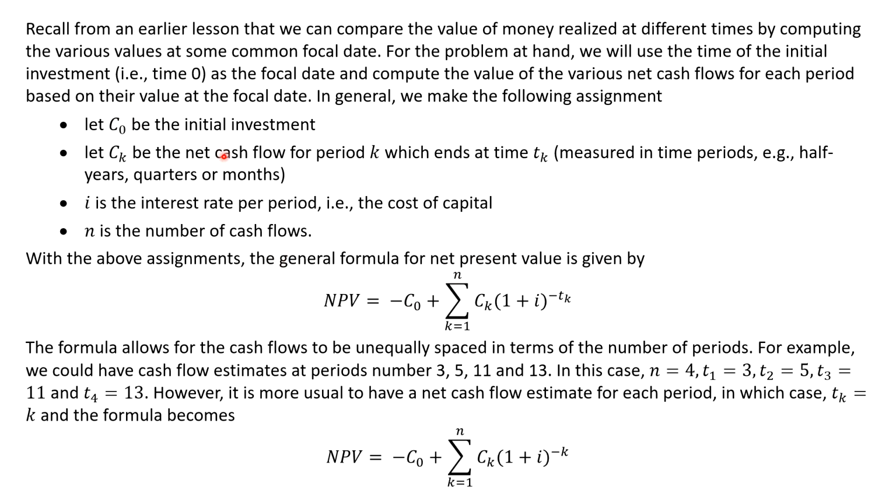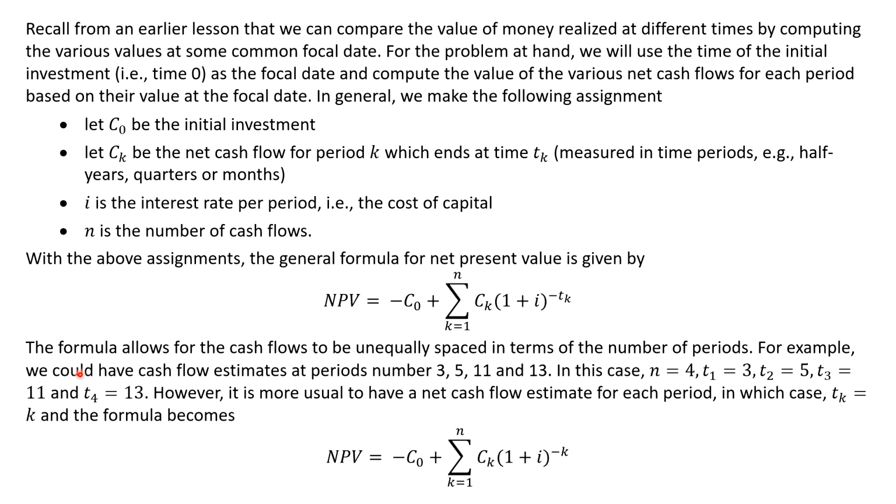We have the initial investment, that's a negative. And then we have the time value of these net cash flows dated back to time zero, the time of the initial investment. Right? Some of these could be negative. The formula allows for cash flows to be unequally spaced in terms of the number of periods.